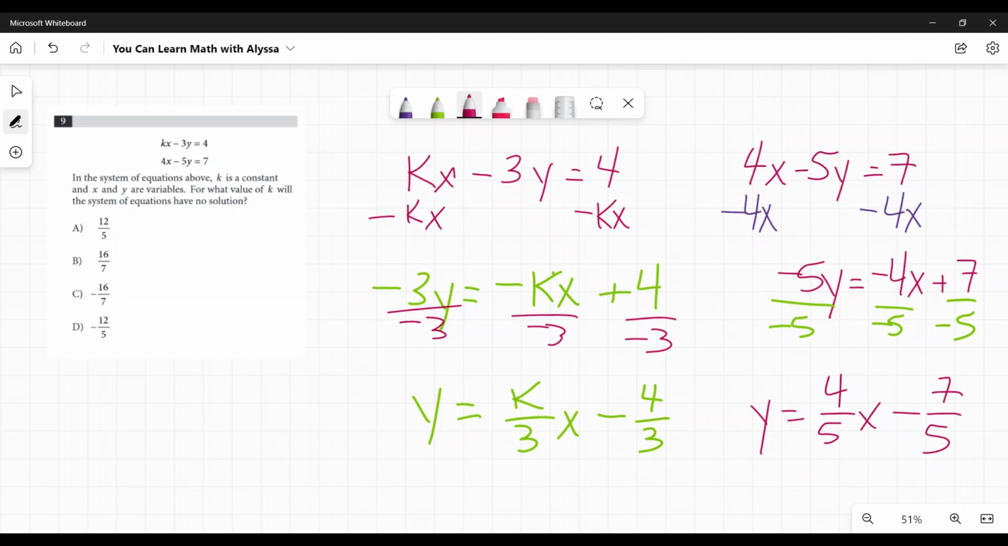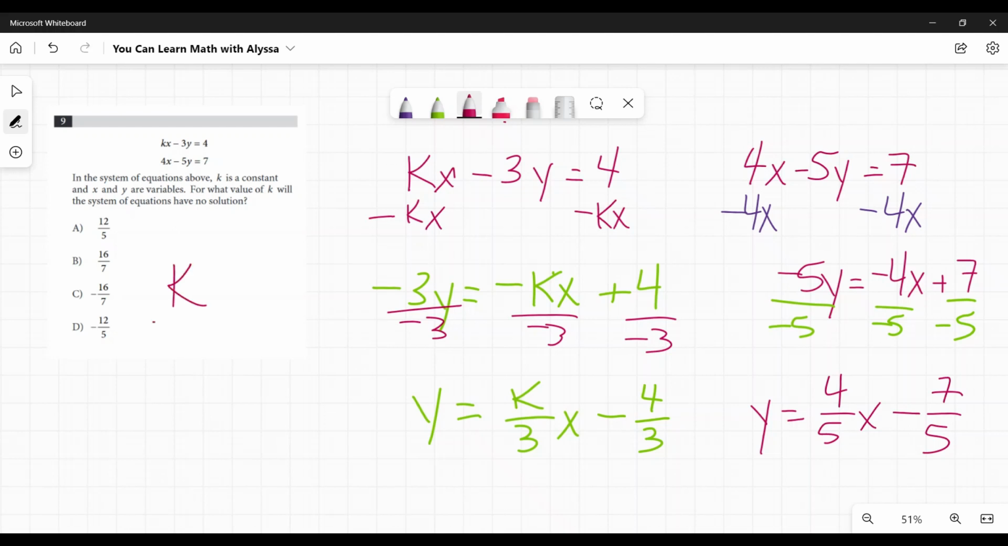Now at this point, those negative 4/3 and negative 7/5 don't matter anymore. I have put these both into slope-intercept form, so I have my slopes. That's all I need. K over 3 and 4 over 5. Parallel lines have the same slope. So this is what this problem is really testing. They're testing you to know that a system of equations with an x and a y represents lines. For them to have no solution, the lines cannot cross. They must be parallel, and parallel lines have the same slope. So I need to set these two slopes equal to each other and then solve for k.